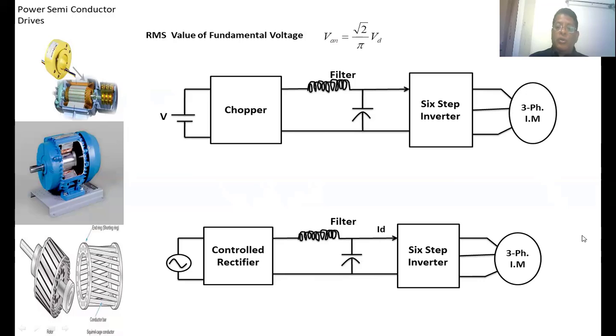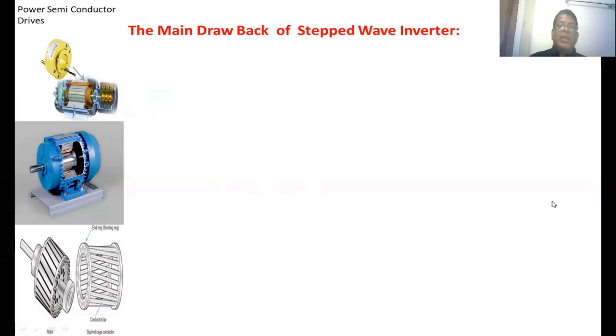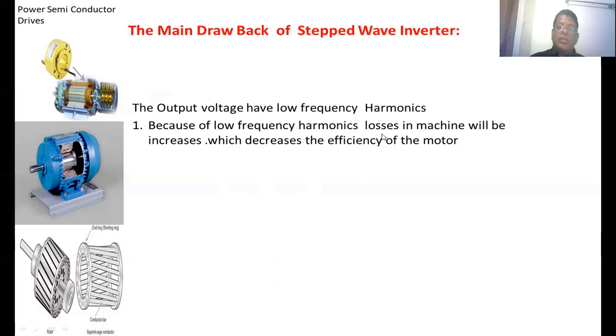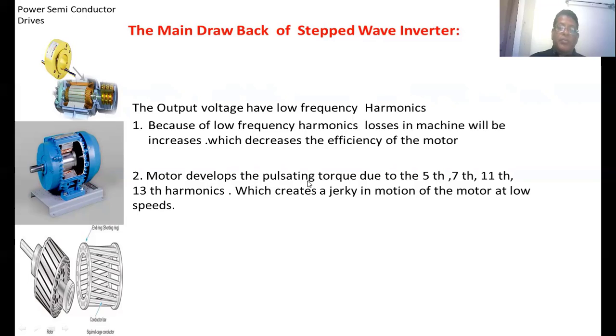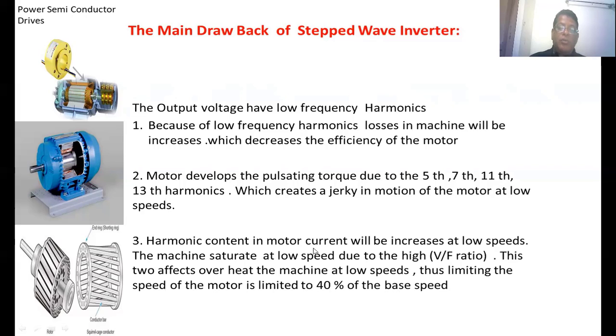Already we have seen how to control the frequency of the AC voltage given by the inverter. The main drawback of the stepped wave inverter is that the output voltage consists of low frequency harmonics. Because of low frequency harmonics, losses in the machine increase, which decreases the efficiency of the motor. It develops a pulsating torque due to the fifth, seventh, 11th, and 13th harmonics, which creates a jerk in the motion of the motor at low speed.